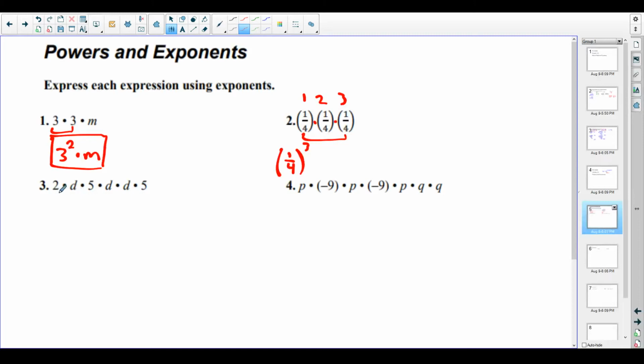Okay. So next one we have 3 different things. So we just count them all up. So we have 1, 2. So you can say 2 times. And then we're going to skip the letters. We want to do all of our numbers first. So how many 5s do we have? Let's go different color just for fun. We have 2 5s. So that's 5 to the 2nd power. Okay. And then we go to our variables. We have 3 D's, or D to the 3rd power. And that's all we got to do here.